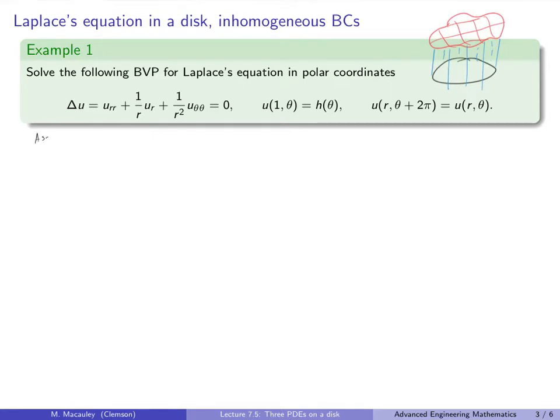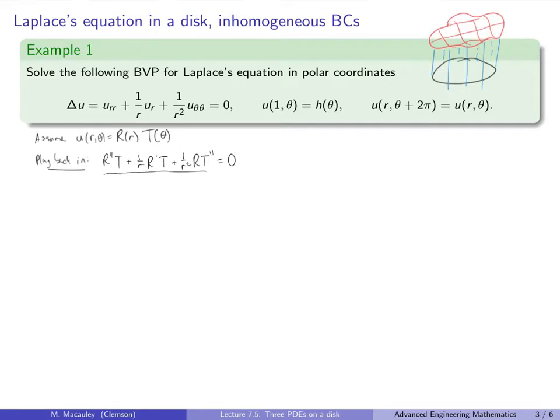Let's assume that u of r, theta equals big R of little r times big T of theta, as before. And we're going to plug back in. If we do this, I don't need to write the derivatives, we've done this enough. I'm just going to write these three terms. This first term is R double prime times T plus 1 over r times R prime times T plus 1 over r squared times R T double prime equals 0.